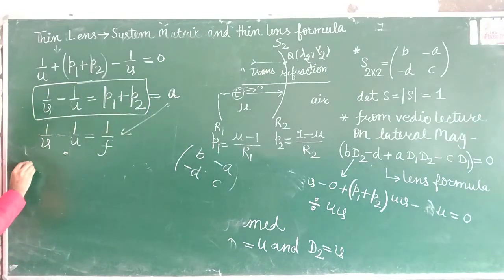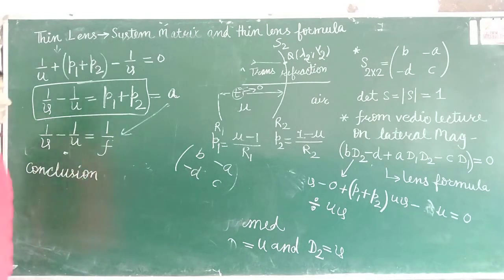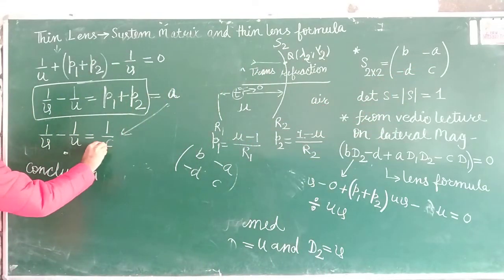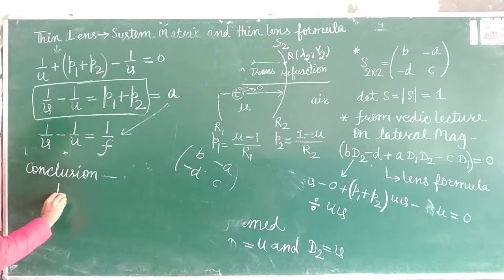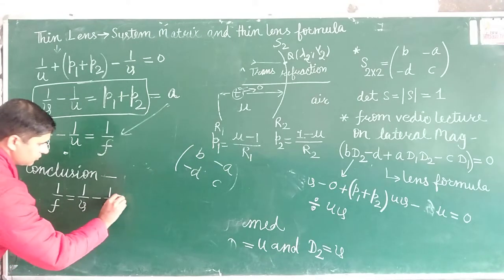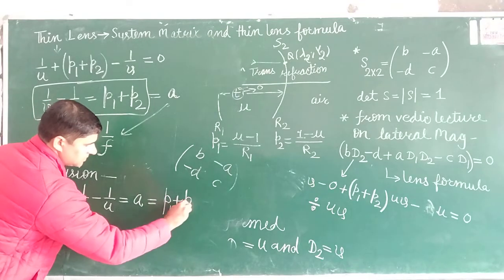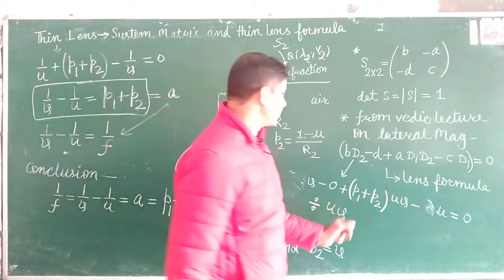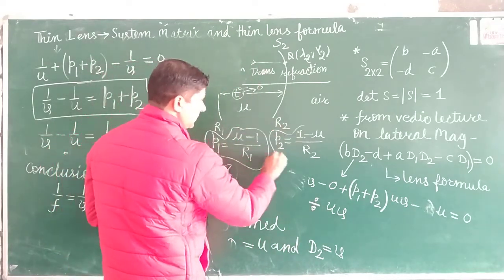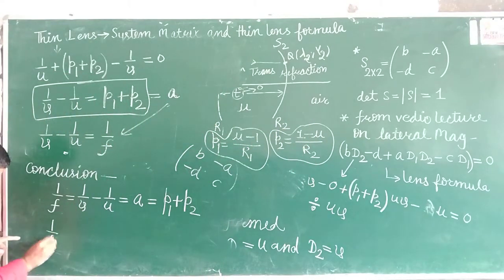Okay, so what is our conclusion? The conclusion is that this element will provide you the idea of the focal length, and that is 1 by F. This is equal to 1 by V minus 1 by U, and this is equal to A, and this is again equal to P1 plus P2. And if you put the value of P1 and P2, this is the value of P1, and this is the value of P2 here, then you will get the relation which is 1 by F.